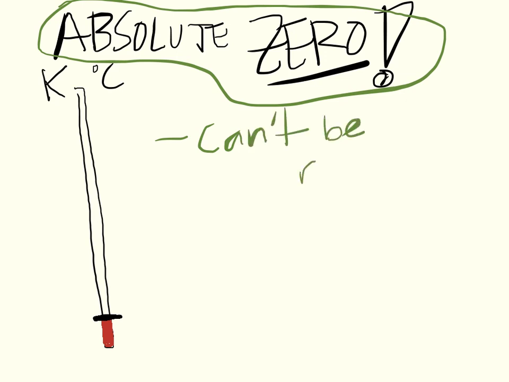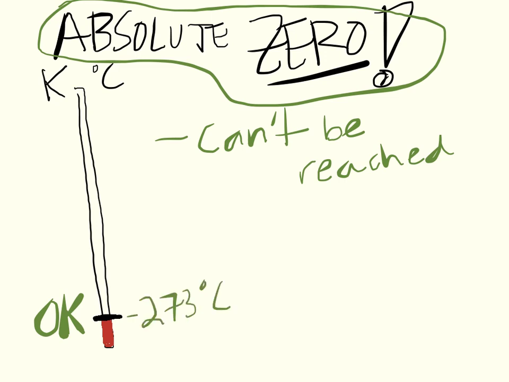There's always a way for heat to enter an object. Okay? But if we could get to absolute zero, in theory, the thermometer at absolute zero would tell us 0 Kelvin, which is the same thing as negative 273 degrees Celsius.